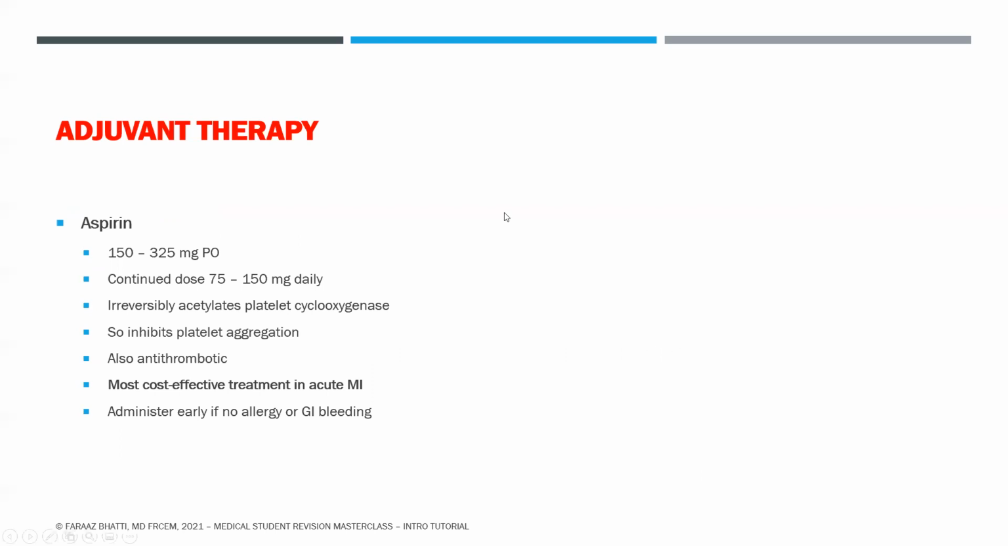So there's some adjuvant therapy. Aspirin can be given at a dose of between 150 to 325 milligrams orally, and that's the STAT dose, which is continued at 75 to 150 milligrams daily. It irreversibly acetylates platelet cyclooxygenase and inhibits platelet aggregation. It also has some indirect antithrombotic effects, and it is the most cost-effective treatment in acute MI. It can be administered early and should be administered early if no allergy or GI bleeding.